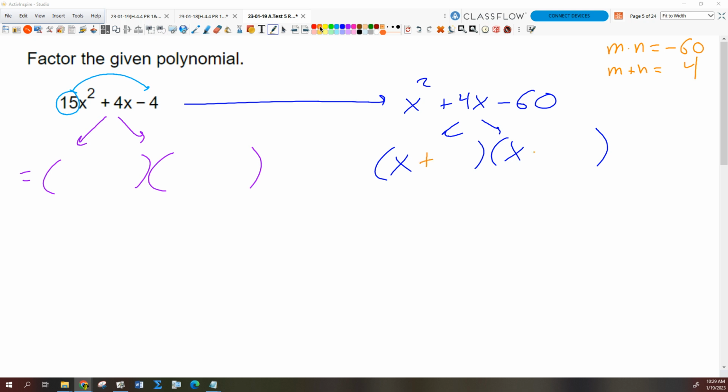Yeah, good. I'm going to get big positive, small negative, and they would be 10 and negative 6, right? 10 times negative 6 is negative 60. 10 plus negative 6 is 4. Good. Okay, next step. What do we do next with that? We can't forget this part.